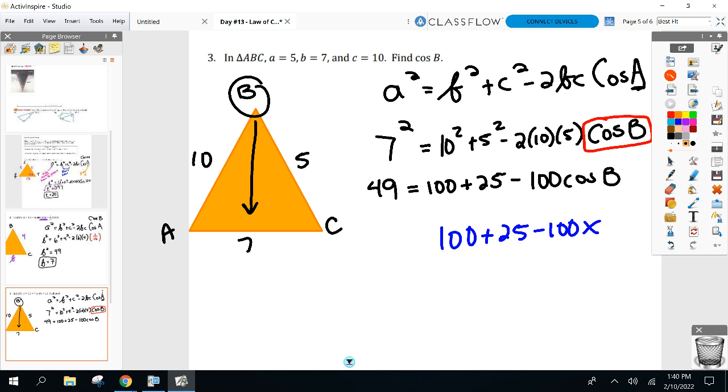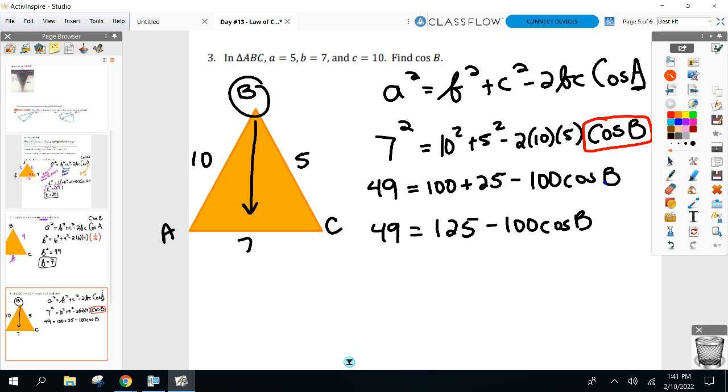It's the same thing. Instead of an x, I got a cosine B. So I cannot combine all 3, but I can combine which ones? This 100 and this 25, yes. But I cannot combine all 3. Do you guys see why? It's just like saying 100x. That's garbage. You know you can't do that. So at least combine the first 2: 125 minus 100 cosine B.